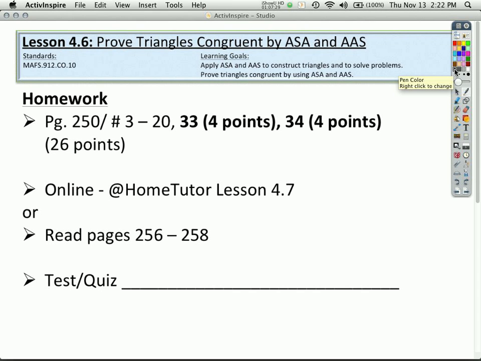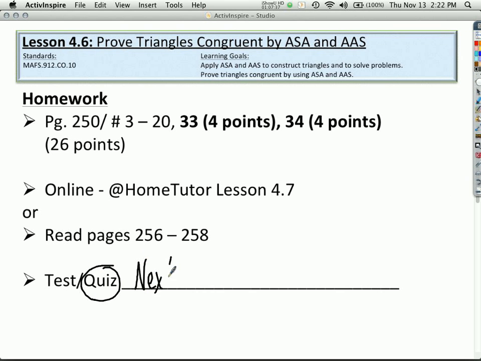I would like you to do the at-home tutor for lesson 4.7 or read the next section. And you will have a quiz next week. It will be in the latter part of the week. I'm not exactly sure what will be on it, but I will let you know right when I see you early in the week. Just make sure you know all 5 of the different techniques you know for proving triangles congruent.